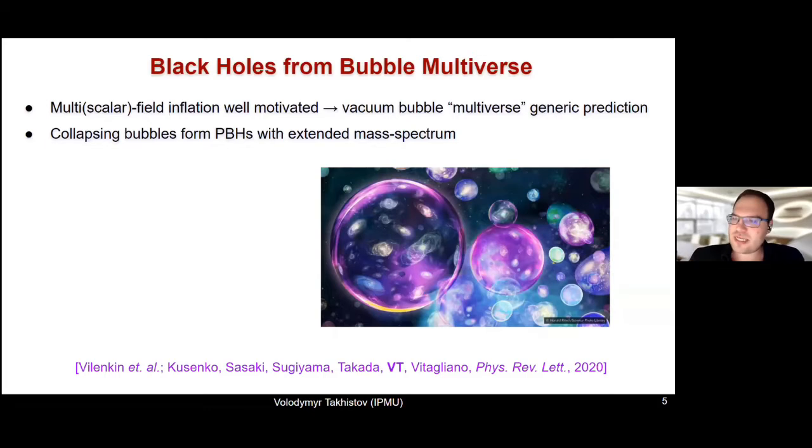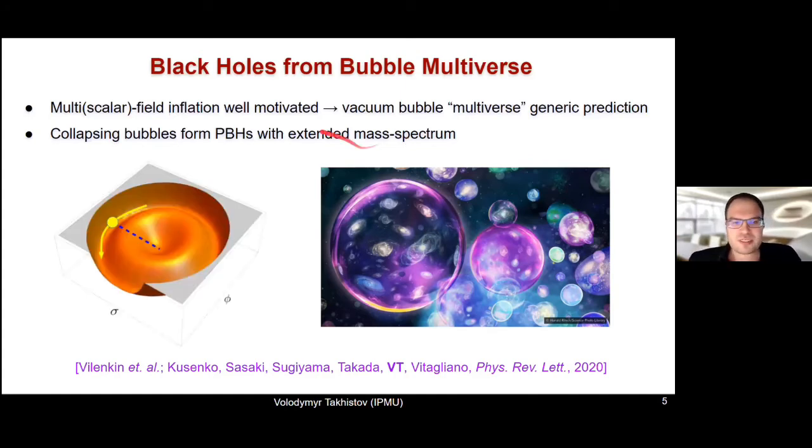But whatever happens inside the bubble, from outside observers where we are, they all form black holes. And the interesting point for observation of these scenarios is that, depending on the bubble formation time, you can get an extended mass spectrum of black holes from different sizes of bubbles. So that is very interesting, and we proposed a sample potential. This is a tilted Mexican hat. This is just an example.